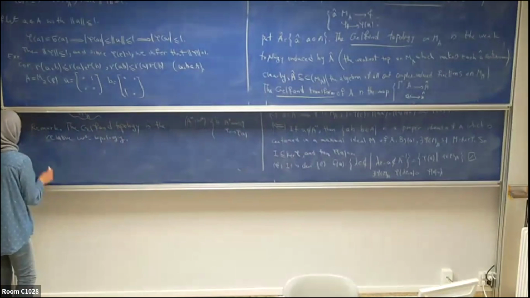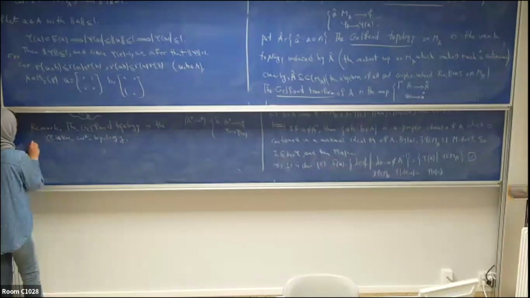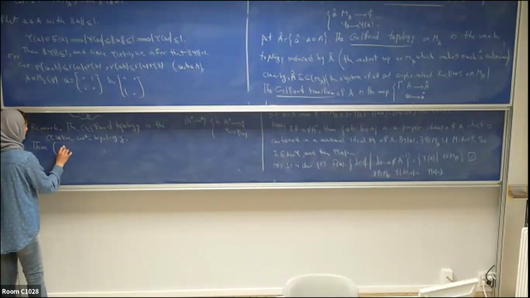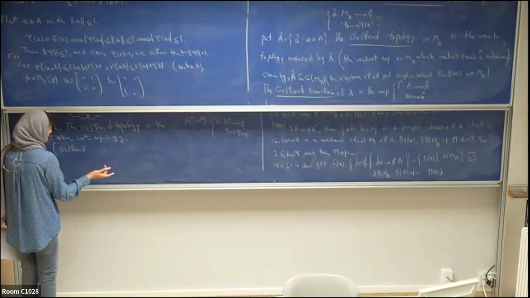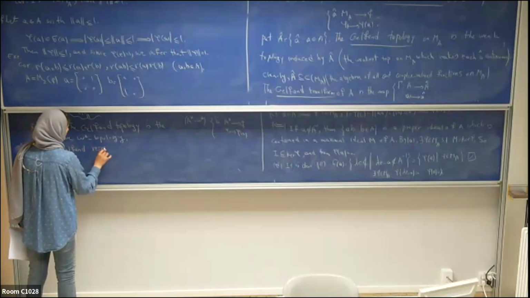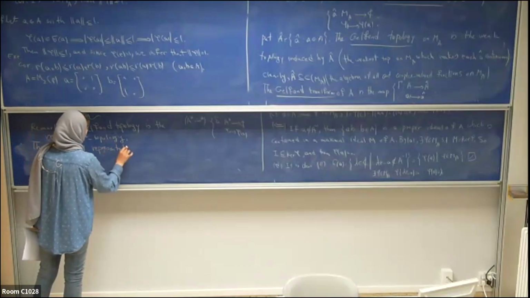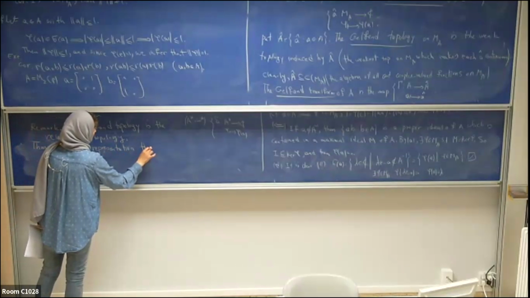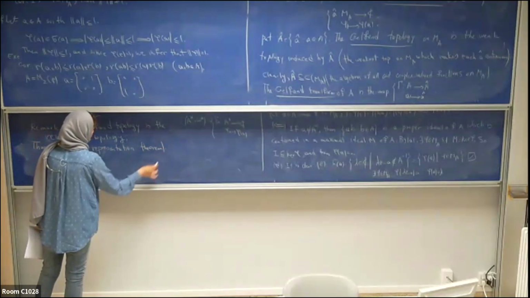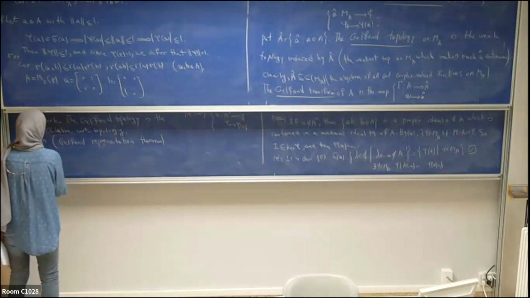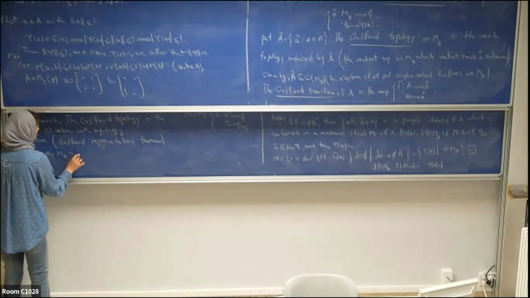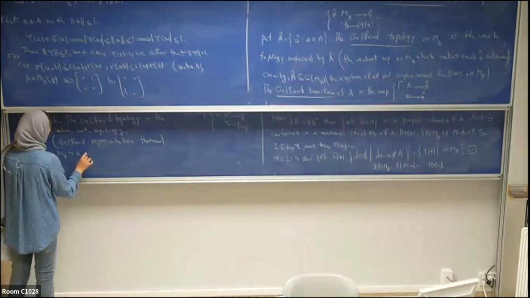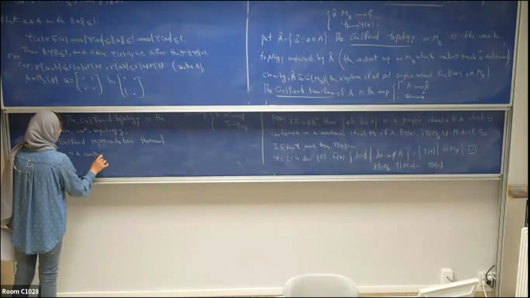Now I want to state the Gelfand representation theorem and its other parts. The first one says that M of A, with the Gelfand topology or the weak star topology, doesn't matter, is a compact Hausdorff space.